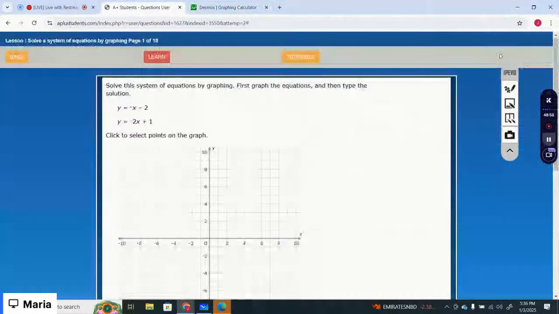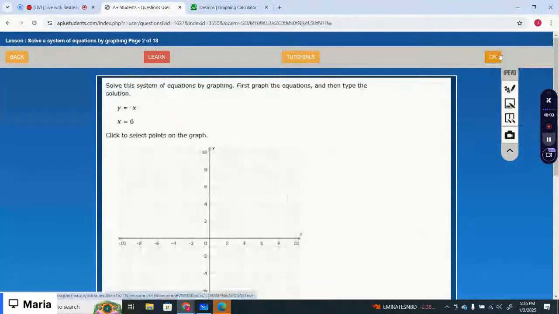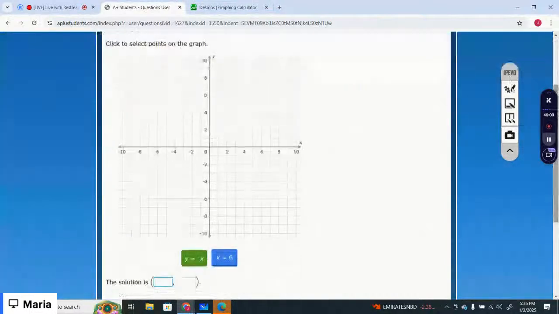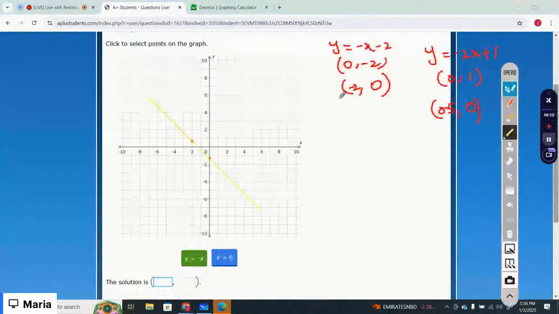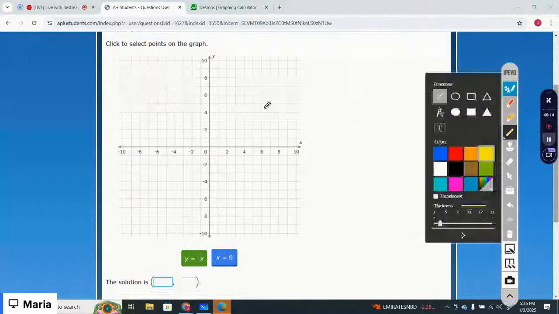You just have to find the x-intercept and the y-intercept for both the equations and then plot them on the graph. Okay, let's make this one, which is easy. X equals 6. So you have to make a line on x equals 6. Here is x equals 6.